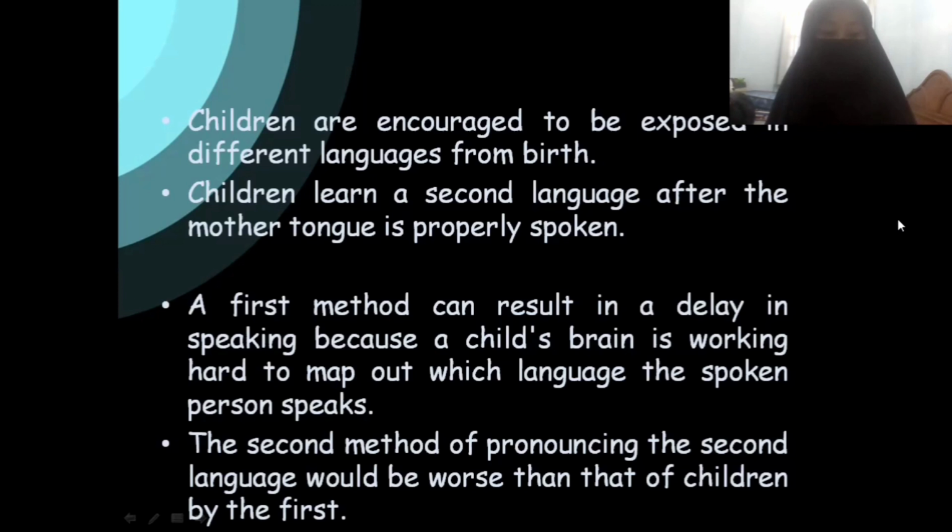As children grow older, that difficulty resolves itself. With the second method, the pronunciation of the second language would be worse than that of children taught by the first. The child in the first method will get used to clearer enunciation and accents. However, both methods can be used by creating an atmosphere of interactive, motivational language entrenchment.